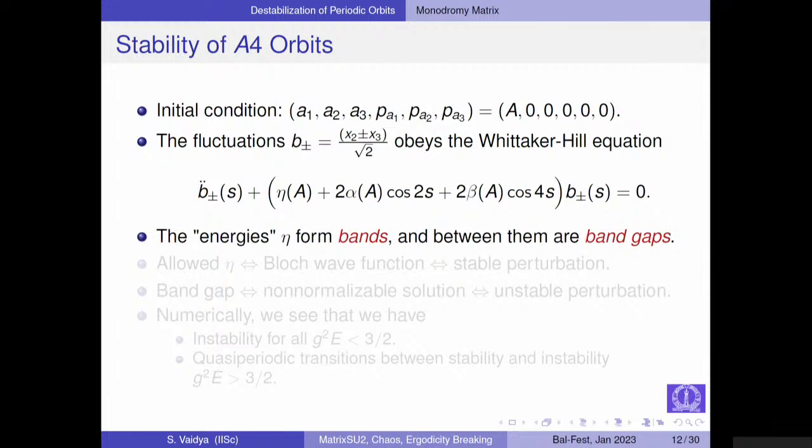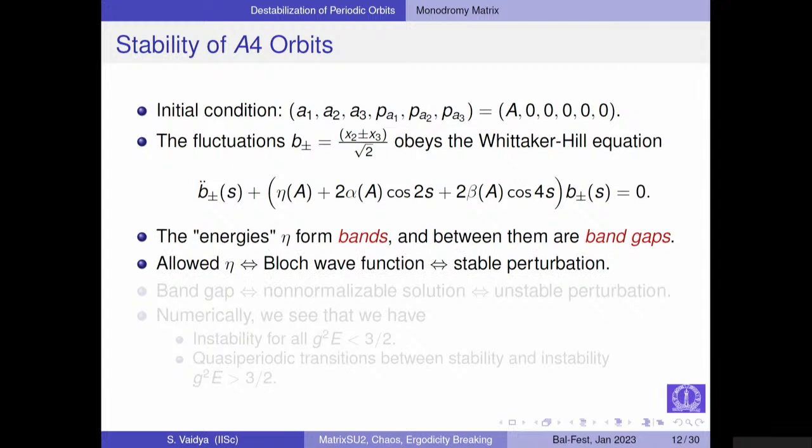And these etas, alphas, and betas are constants that depend on A, which is my initial condition, which itself remembers the initial total energy. So we know that for a particle in a periodic potential, even without doing any calculation, there should generically be bands and band gaps. They play out, but because they are functions of A, it plays itself out in a rather interesting way.